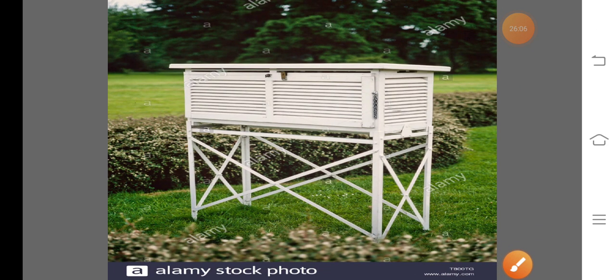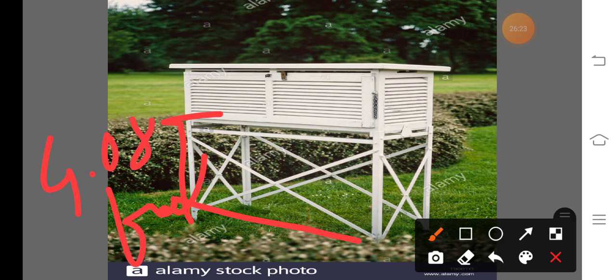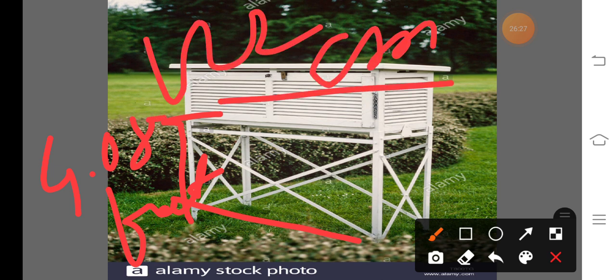Now next, the double Stevenson screen. The double Stevenson screen is double in length as compared to the single Stevenson screen, and its height is similar to the single Stevenson screen. That means 4.08 feet, or 122 centimeter, from the ground surface.